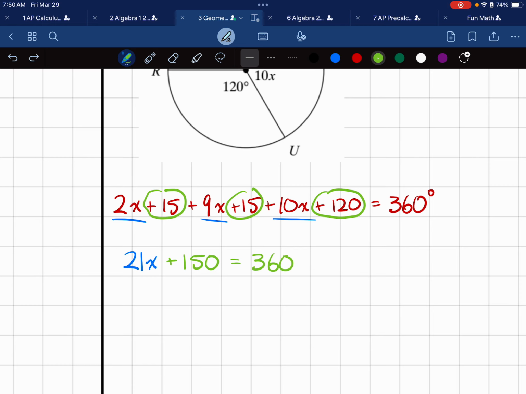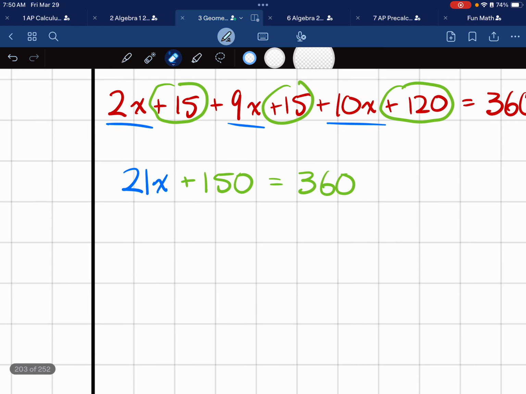I don't want to put degrees there. I only want to do that at the very end. I need to stop that habit. Okay, so from here, let's go ahead and subtract 150 on both sides. Minus 150, minus 150.